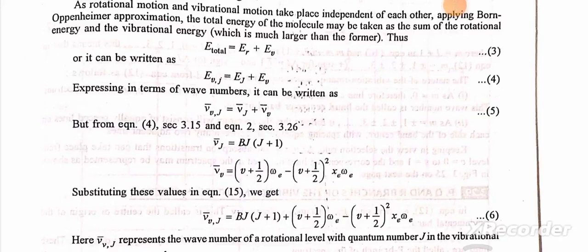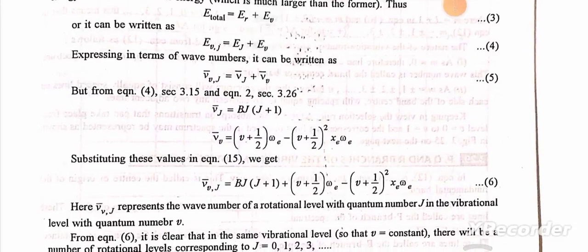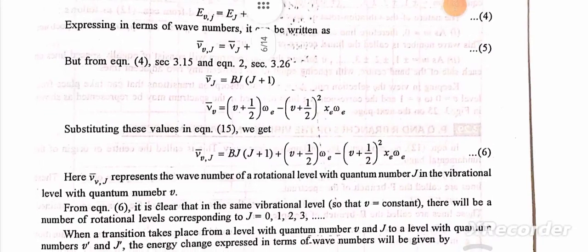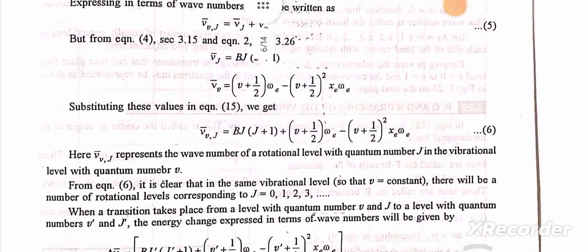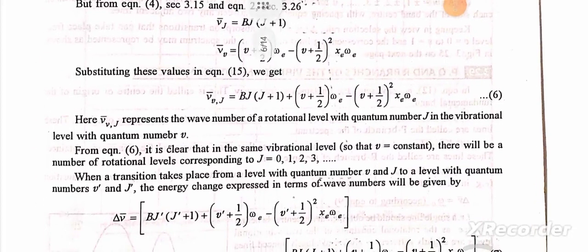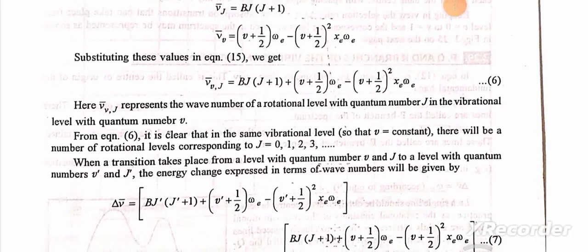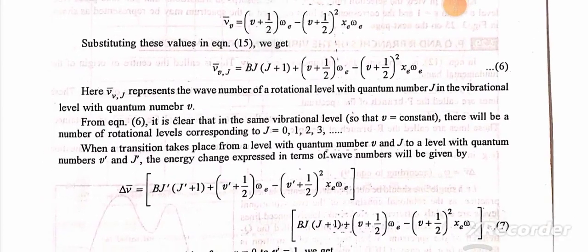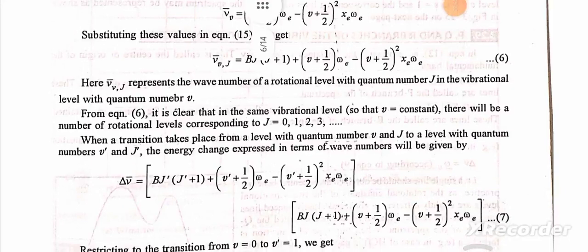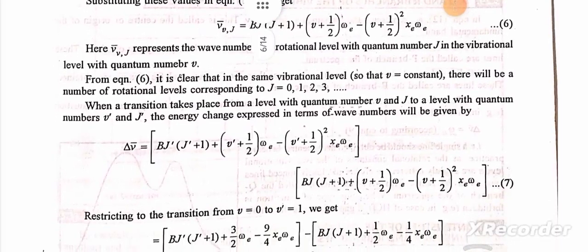But from equation 4, section 3.15, and equation 2, section 3.26, ε_J equals BJ(J plus 1), and ε_v equals (v plus 1/2)ωe minus (v plus 1/2) whole square xe ωe. Substituting these values in the equation, we get BJ(J plus 1) plus (v plus 1/2)ωe minus (v plus 1/2) whole square xe ωe. Here it represents the wave number of the rotational level with quantum number J in the vibrational level with quantum number v.